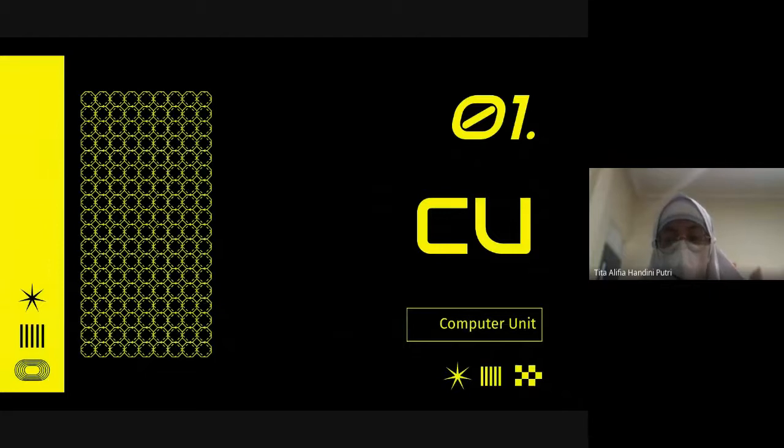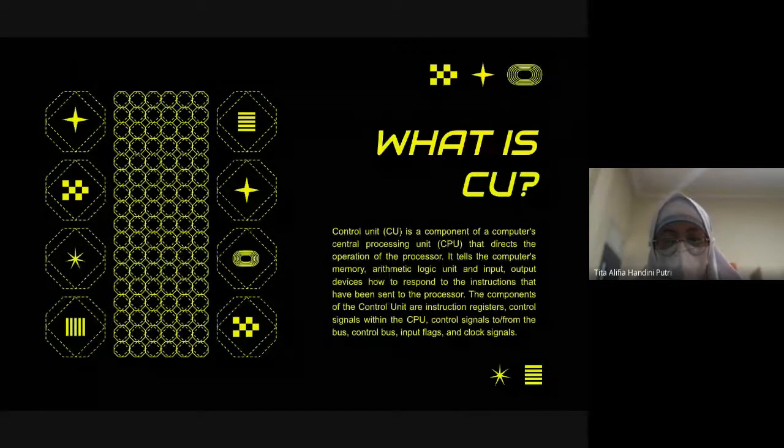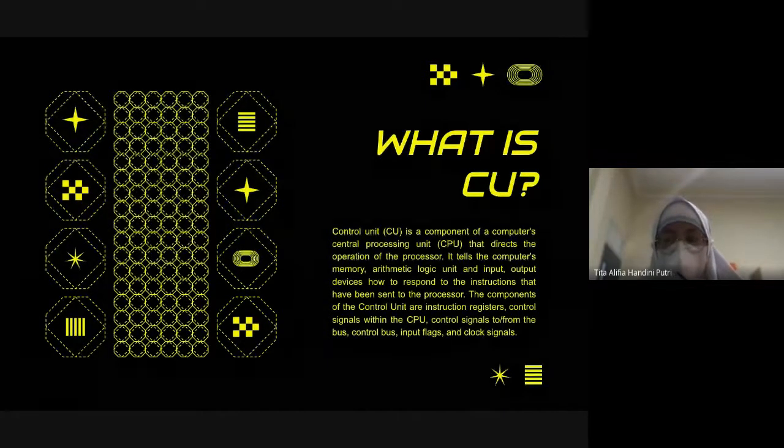So the first part that we are going to talk about is the CU, which is the control unit. So CU is a component of a computer's CPU that directs the operation of the processor. CU tells the computer's memory, arithmetic logic unit, and input-output device about how to respond to the instructions that have been sent to the processor. Some components that exist in the control unit are instruction registers, control signals within the CPU, control signals to or from the bus, control bus, input flags, and clock signals.